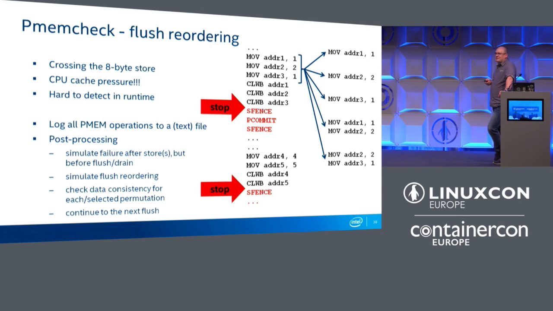So to simulate that, we implemented the feature that allows you to log all the stores and all the flush operations in some sort of text file or binary file. Then you can use another tool to do some offline analysis, take this log and simulate the execution. Every time you have a number of stores and a fence instruction is detected, the execution stops.